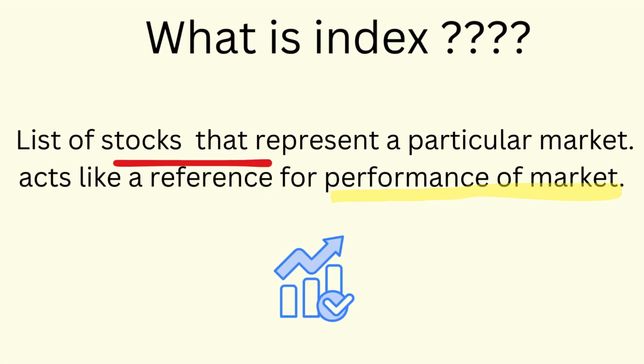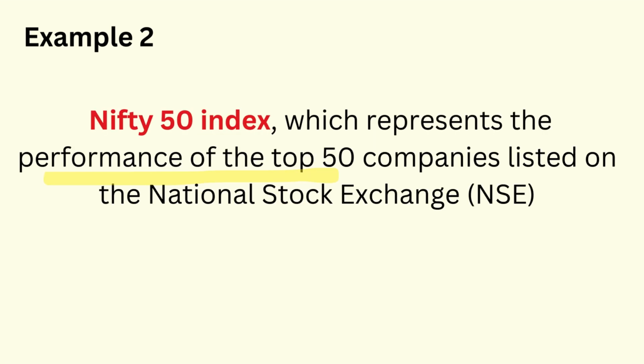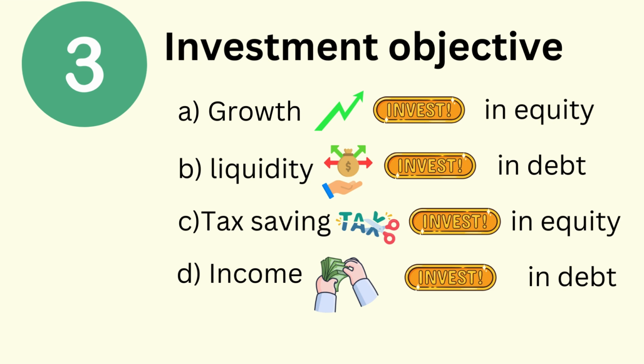What is index? Index is nothing but a list of stocks that represents a particular market, acts like a reference for performance of market. Example, BSE Sensex, nothing but Bombay Stock Exchange Sensitive Index. So sensitive index, Sensex. It's the performance of the top 30 companies listed on the Bombay Stock Exchange. Example 2 is Nifty 50 Index, which represents the performance of the top 50 companies listed on the National Stock Exchange of India.